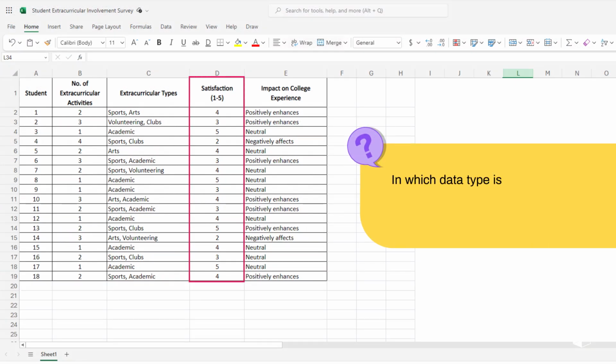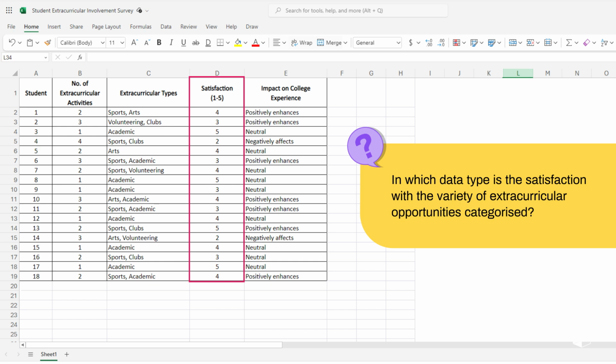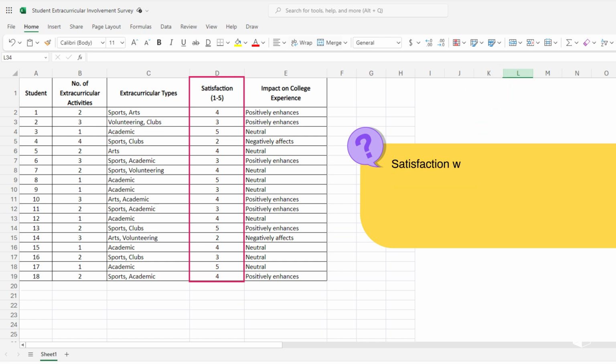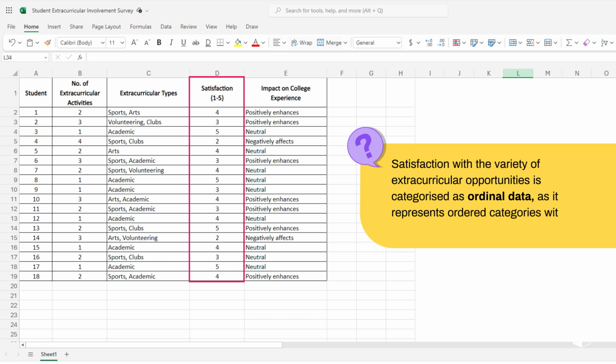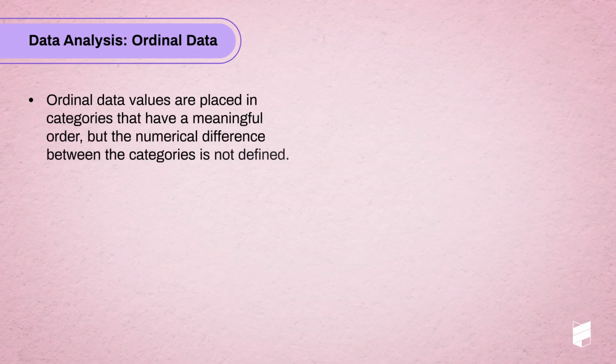In which data type is the satisfaction with the variety of extracurricular opportunities categorized? Satisfaction with the variety of extracurricular opportunities is categorized as ordinal data, as it represents ordered categories without a precise numerical value. In ordinal data, the values are placed into categories that have a meaningful order or ranking, but the numerical difference between the categories is not precisely defined.